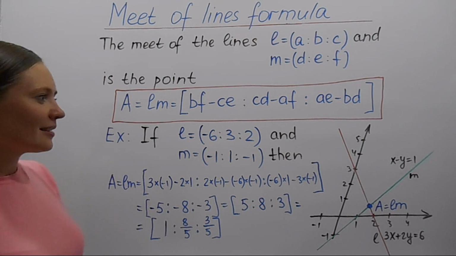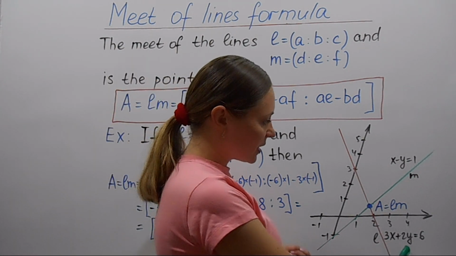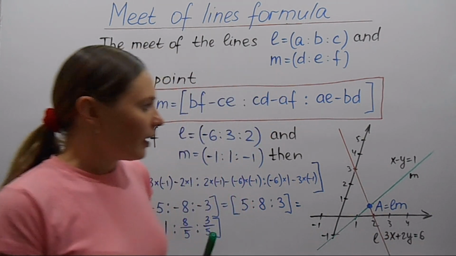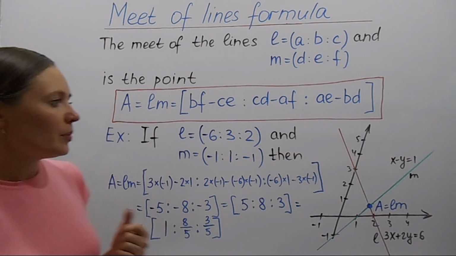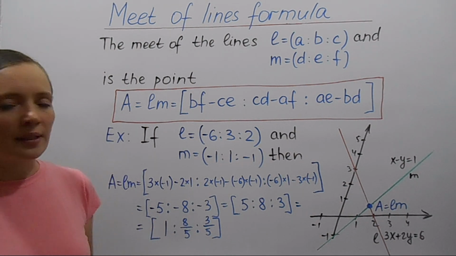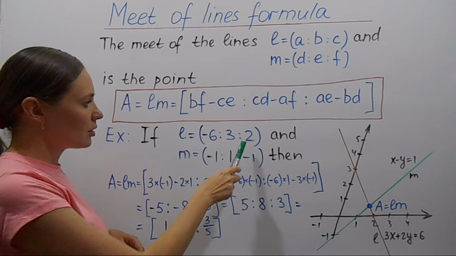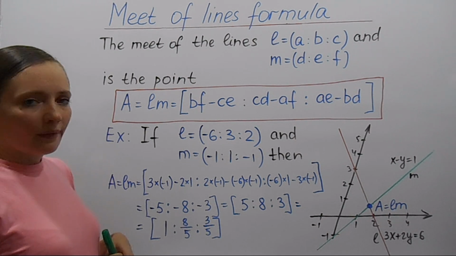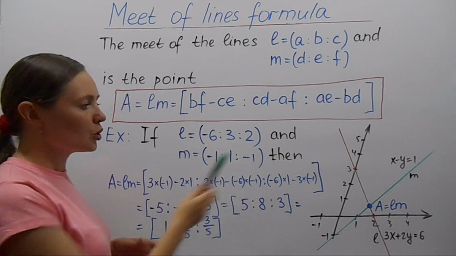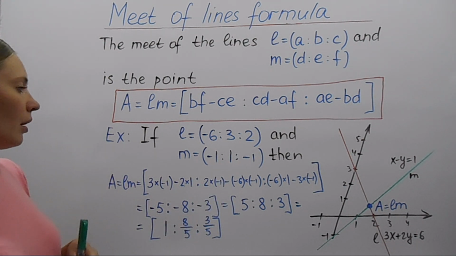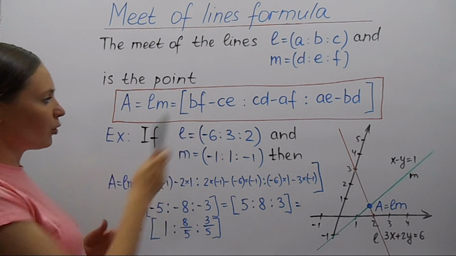So for example, here are 2 lines that we looked at earlier. The line L, which is 3x plus 2y equals 6, and the line M with the equation x minus y equals 1, and we'll be interested in where these 2 lines meet. In projective coordinates, the lines are minus 6 to 3 to 2. This is the line L. What about M? It's the line minus 1 to 1 to minus 1. So here are the projective coordinates of these 2 lines. Now we're applying this formula.